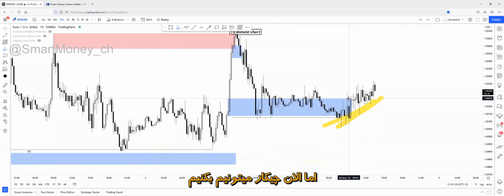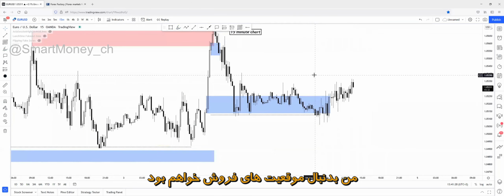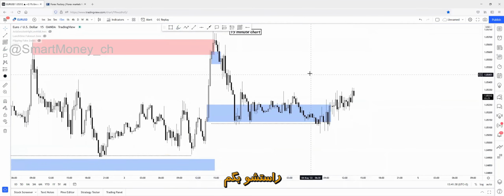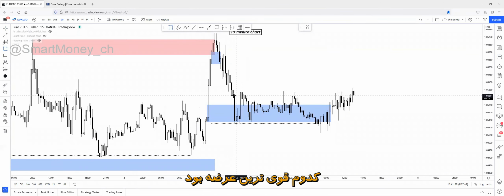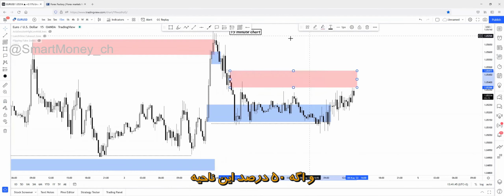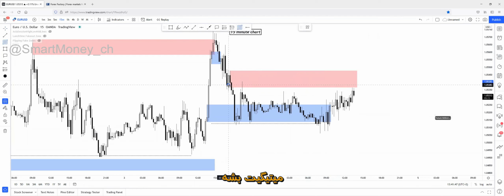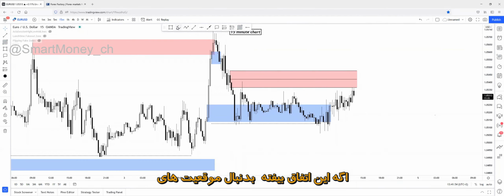But what can we do meanwhile, while the sweep happens? To be honest, I'll be looking for short opportunities. So if, for example, some supply zone tap happens, which was the strongest supply? Here, this is the extreme supply. So if the 50% mitigation of this supply happens, just a minute. If it happens, then I will look for short opportunities.